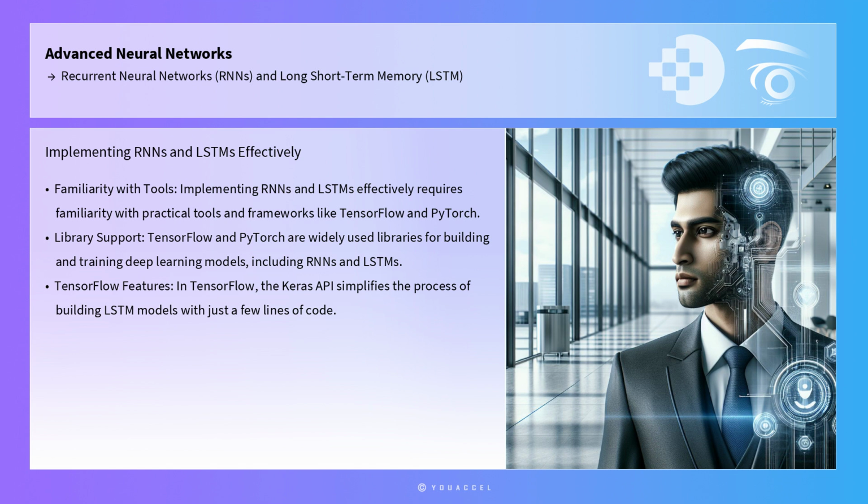Implementing RNNs and LSTMs effectively requires familiarity with practical tools and frameworks. TensorFlow and PyTorch are 2 of the most widely used libraries for building and training deep learning models, including RNNs and LSTMs. These frameworks provide comprehensive support for defining complex architectures and optimizing them with efficient algorithms. In TensorFlow, for instance, the Keras API simplifies the process of building LSTM models. With just a few lines of code, professionals can define, compile, and train LSTM networks, enabling rapid experimentation and deployment.